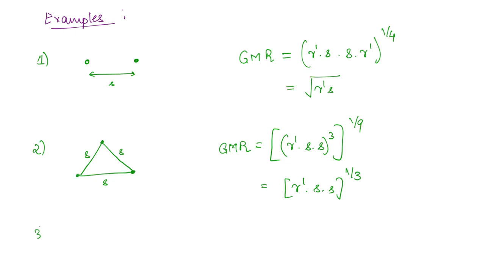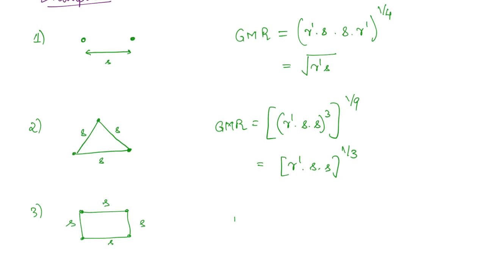Similarly, if you take a 4 conductor configuration, each of these distances let us take as S. Then here what will be the GMR? If you see the first case, (r dash S) to the power 1 by 2. So for a 2 conductor configuration, it is the radius into the distance with the other conductor to the power of 1 by however many conductors are present. Similarly, in the second case you can see the radius r dash, distance with the first conductor, distance with the second conductor, to the power 1 by 3. In a similar manner, we can write for 4 conductors as well.